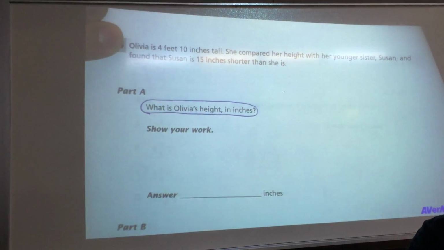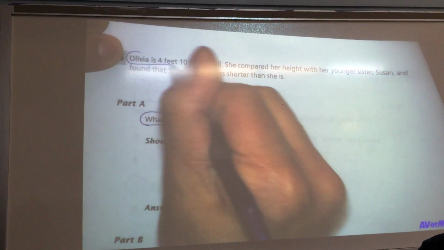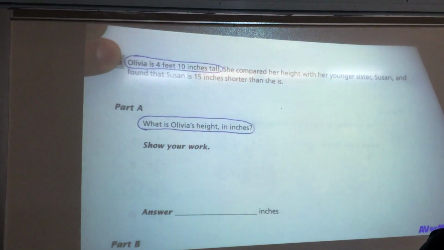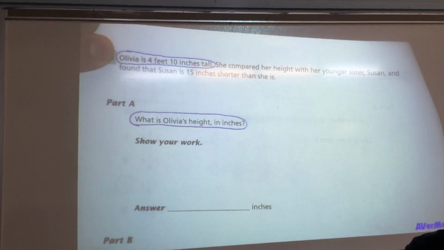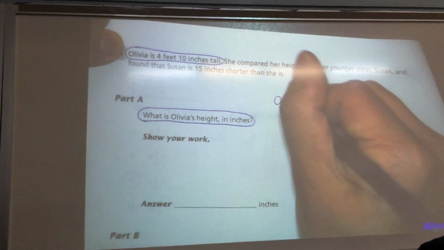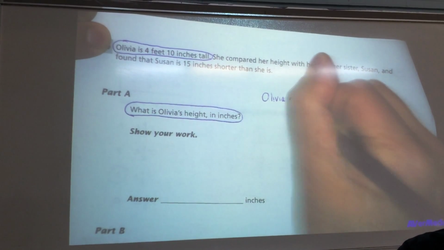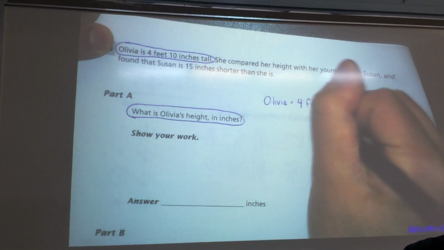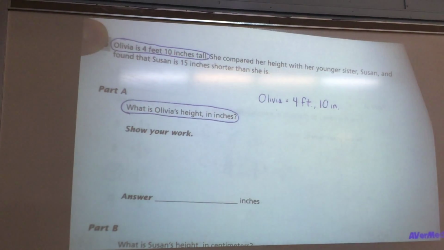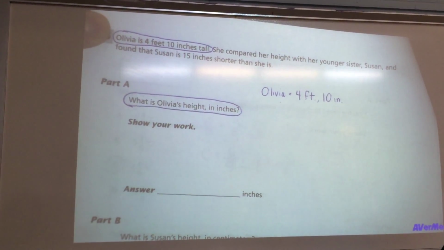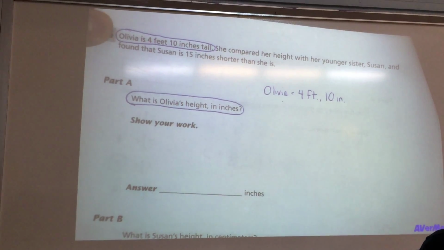Okay, so that's the question. It says it right up here that Olivia is 4 feet 10 inches tall. So I just want to know how tall she is just in inches. So Olivia is 4 feet 10 inches. Now you cannot do this problem unless you know how many inches are in 1 foot.